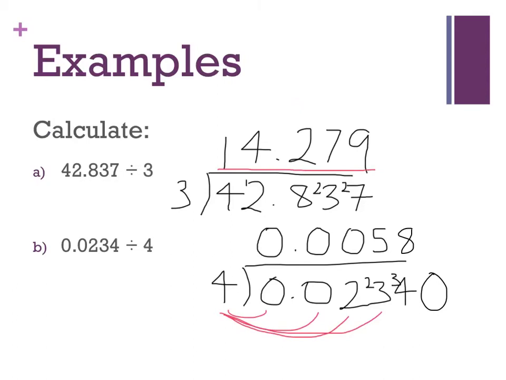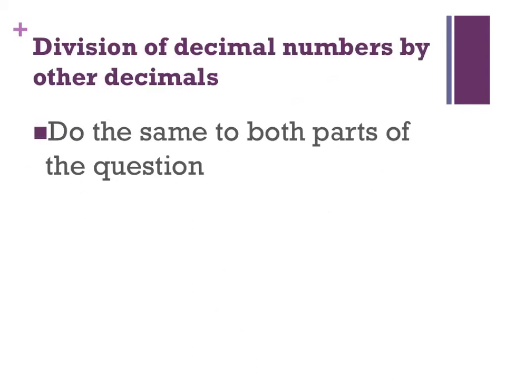So 4 goes into 34, well 4 8s are 32. So that's 8 times with a remainder of 2. 4 goes into 20, 5 times. So additional zeros may be required at the end in order to finish it off, and you just keep on putting them as long as you need them. Okay, that's dividing by a whole number.